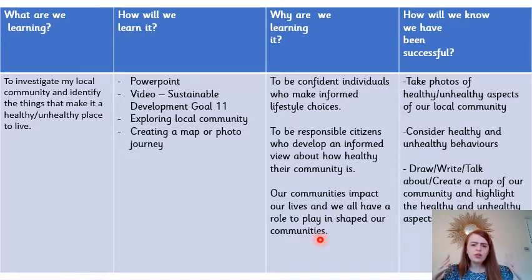But this week we're really just going to focus in on what's already healthy and what's already unhealthy in our community. So how are we going to know that we've been successful? Well, you can take photos of healthy and unhealthy aspects of your local community. You can consider, which means think about, well, are there any healthy or unhealthy behaviours? Do people like to cycle and run and walk around here? Well, we know that we do because we're doing our North Coast 500 challenge. But is there any maybe unhealthy behaviours? Is there maybe any unhealthy habits like with food or anything like that in the area? So really thinking about that, maybe people littering as well.